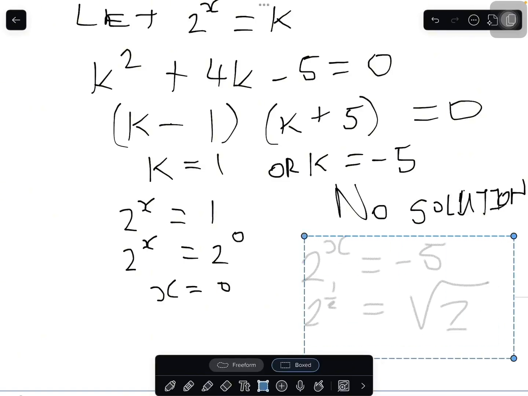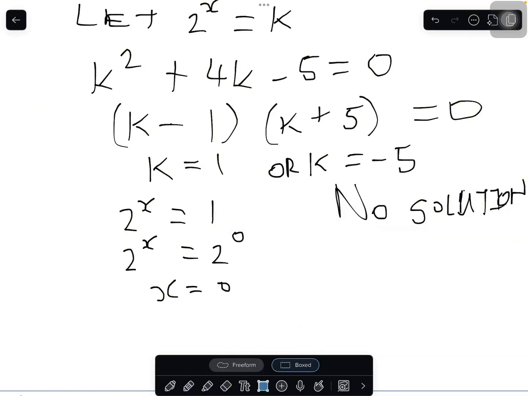So there's no real solution here. Let's move on to some challenges.